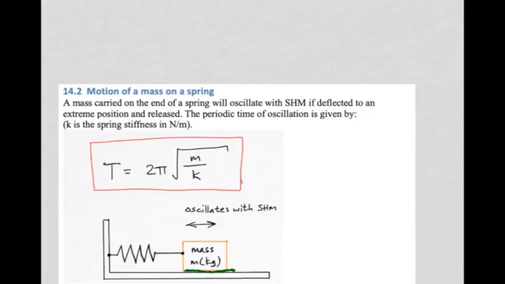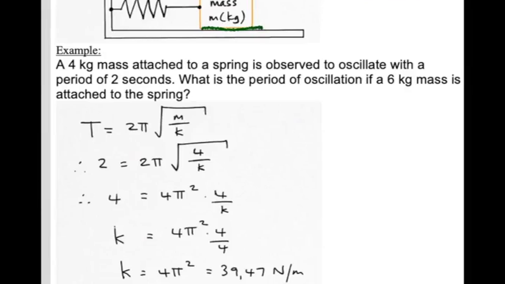So as usual, let's get going with an example. A 4 kilogram mass attached to a spring is observed to oscillate with a period of 2 seconds. What is the period of oscillation if a 6 kilogram mass is attached to the spring? It's the same spring.